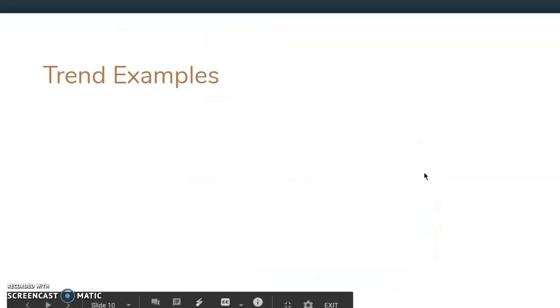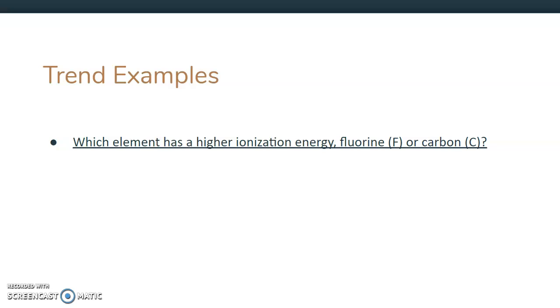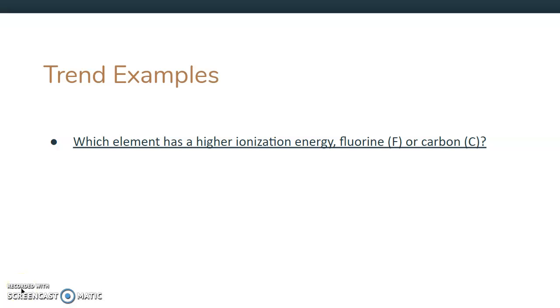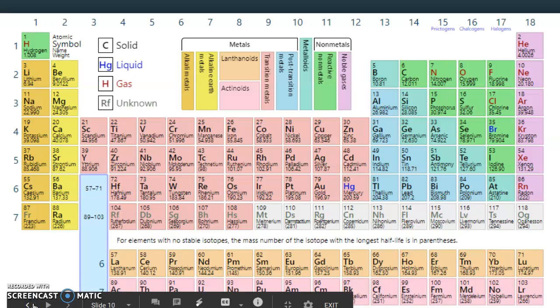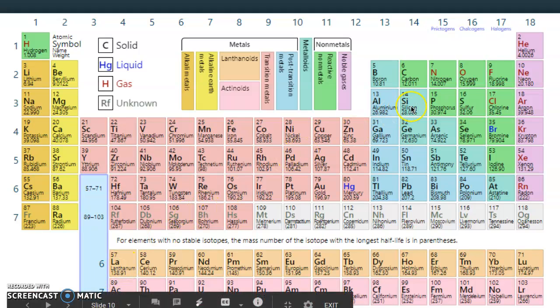So let's work through some examples together. I think this was a great way to learn these elements. So if you guys can pause the video and ask yourself which element has a higher ionization energy, our fluorine or our carbon. So how would we find this answer? We would go back to our periodic table, which was on this slide before, and ask ourselves where fluorine is. So fluorine is up here and carbon is back here.